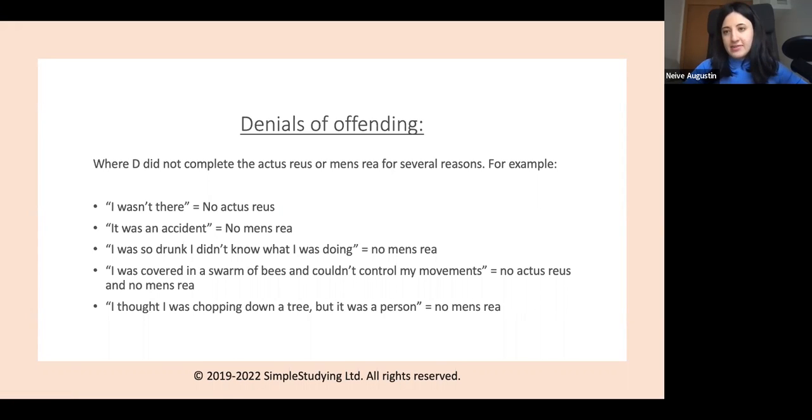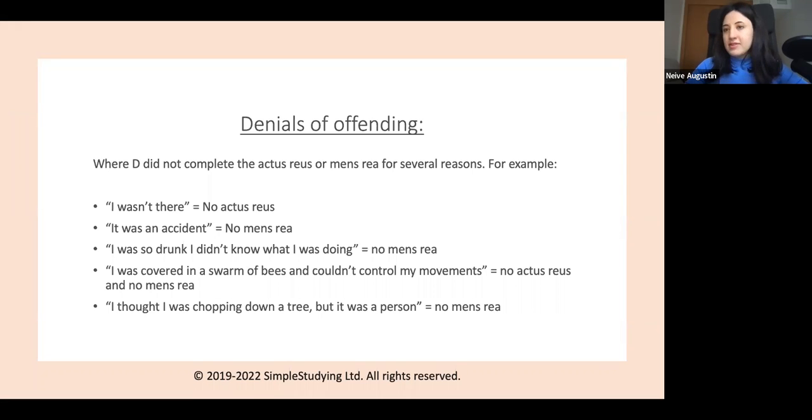We also have cases where we're concerned with denials of offending, where the defendant did not complete the actus reus or mens rea for several reasons. Remember, there can only be a conviction when there are both actus reus and mens rea present and there are no defenses. So you need to go through the discussion in this structure. Is there actus reus? Is there mens rea? Are there any defenses with every single offense?